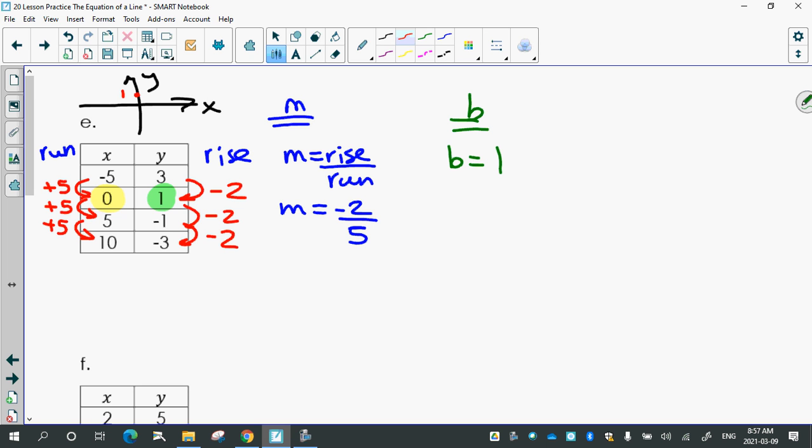Guess I should do it in green to be consistent here. Okay, so that's my b value. It's right in the chart. We were lucky with that one. Okay? And then we need our equation.